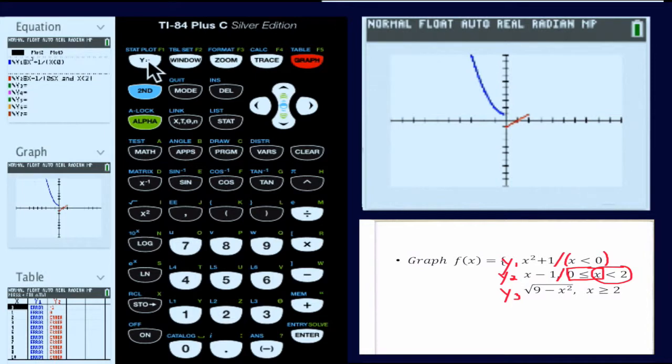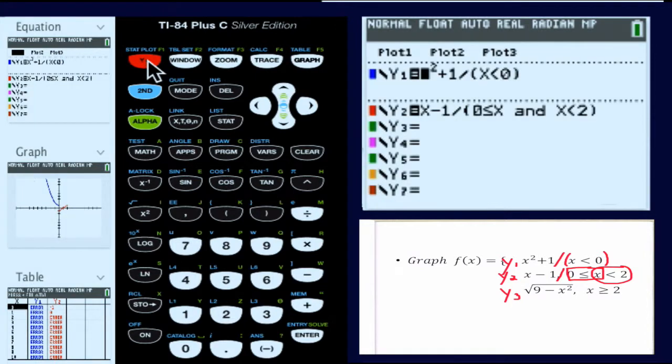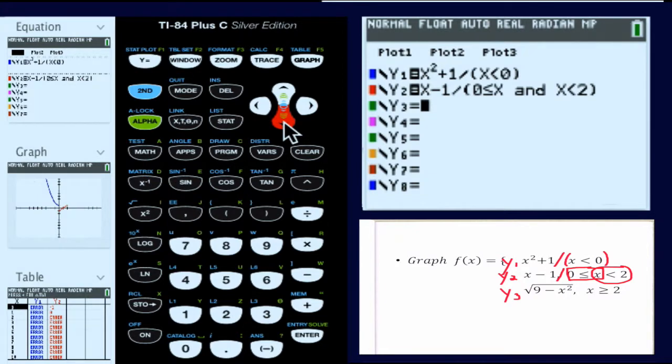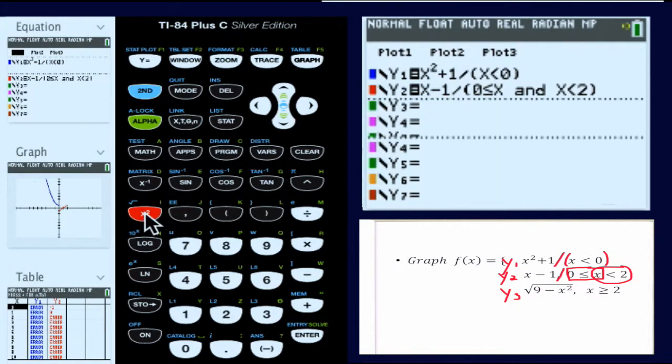So go back to y equals. And this time we're going to scroll down, use the down arrow key to y3, and we're going to type in the square root of 9 minus x squared. The square root button is the second function of the x squared button, so press the blue button and then the x squared button, and now we type in 9 minus x squared, so 9 subtract x, and now we need to square that.